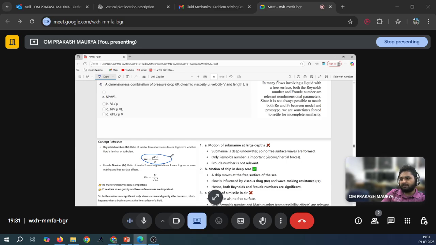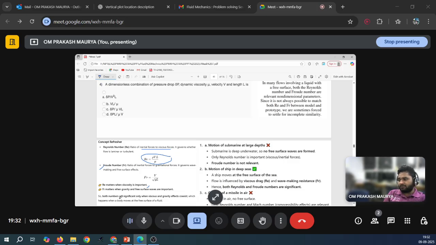This is your Reynolds number, the ratio of inertia force divided by viscous force. Froude number is the ratio of inertia force divided by gravitational force, as we have discussed already. Reynolds number matters when viscosity is important. Froude number is important when free surface waves or gravity are important. Both numbers are significant only when viscous and gravity effects coexist.